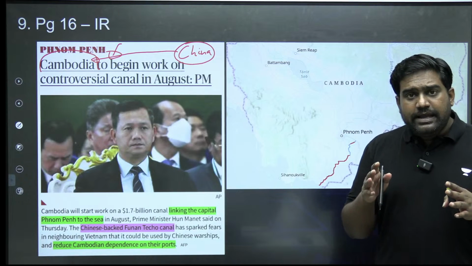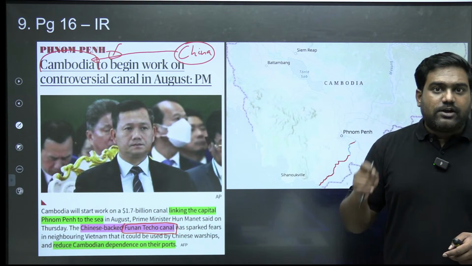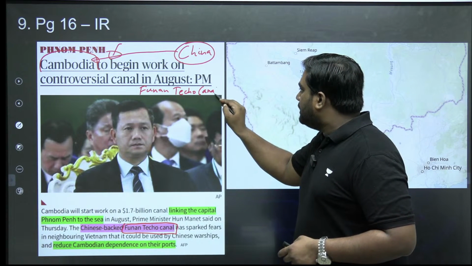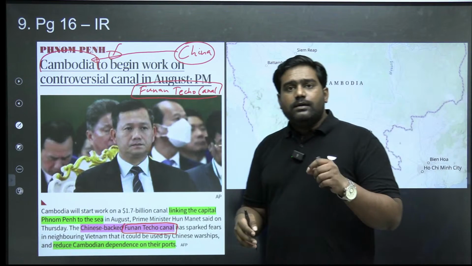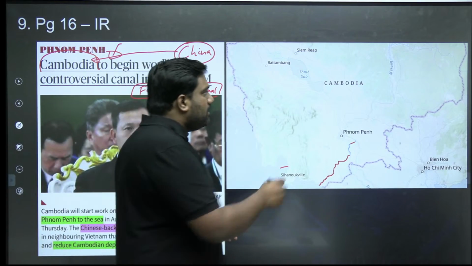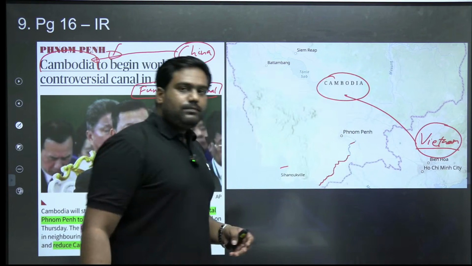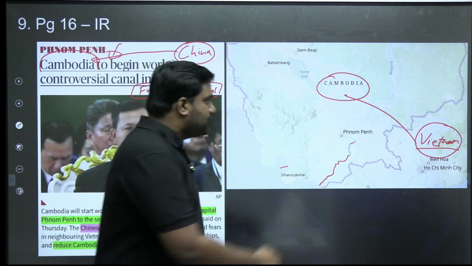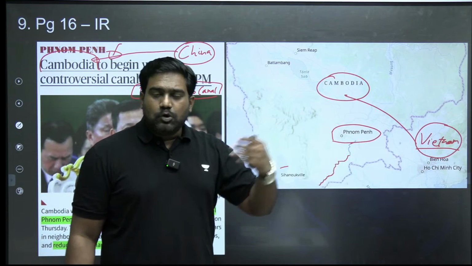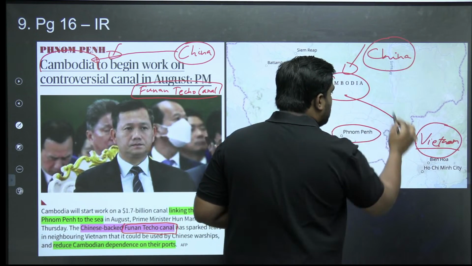In Cambodia, China is building a strategic canal called the Funan Techo Canal. This canal connects the capital of Cambodia, which is Phnom Penh, directly with the sea, that is with the South China Sea and Gulf of Thailand. Because Cambodia has been very dependent on Vietnam for connectivity with the sea, especially for transporting goods from the capital, Phnom Penh. Through Vietnam it has been shipping its products and importing products from the South China Sea. Now China is helping Cambodia to reduce its dependency on Vietnam.